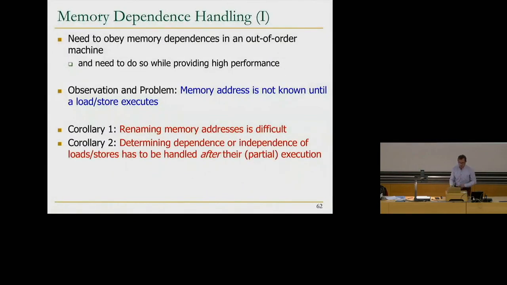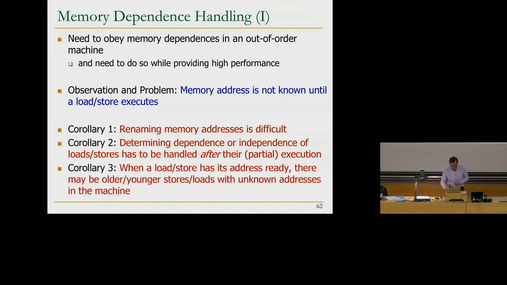Okay. So essentially, determining the second corollary, what I showed you is determining the dependence or independence of loads and stores has to be handled after their partial execution. I say partial execution because a load kind of has two steps: it generates its address, and then it loads the value in that address to a register. But address generation is just partial execution of the load. The next step is going to the memory and getting that location. But if you don't know if a store is writing to that address, then maybe you should wait.